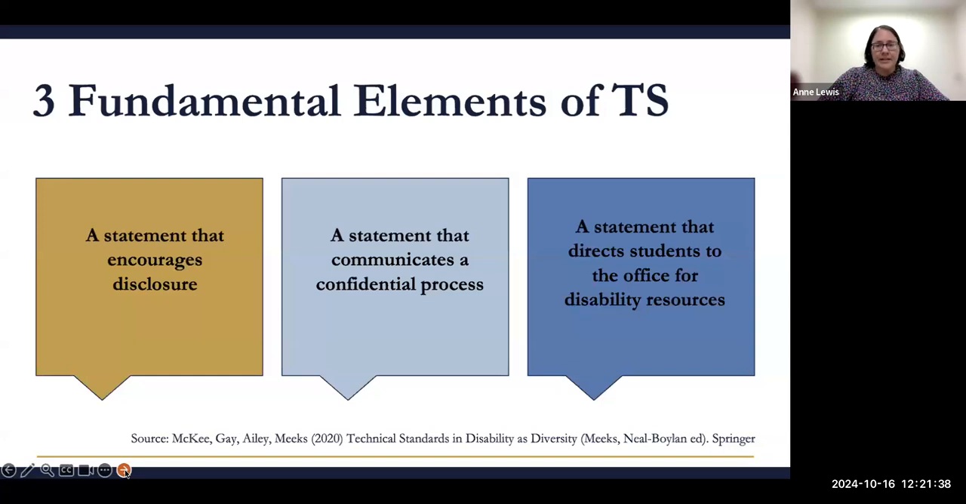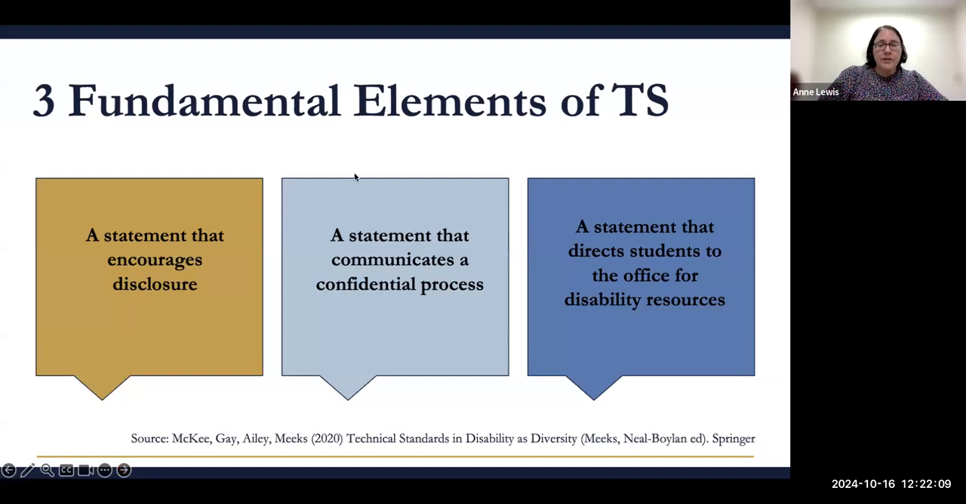So what are the elements that are essential to increase the inclusive nature of your technical standards? Information about the process may look different for different groups, but at a minimum, technical standards should contain these fundamental elements: a statement that encourages matriculants to disclose disability and request accommodation, a statement that communicates a confidential process, and a statement that directs students to the Office for Disability Resources.